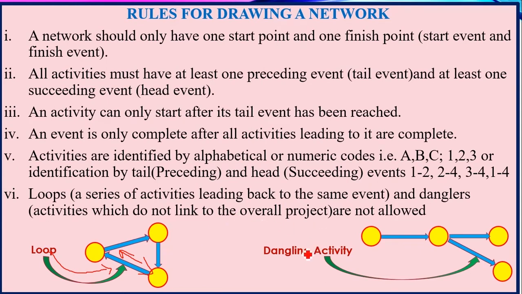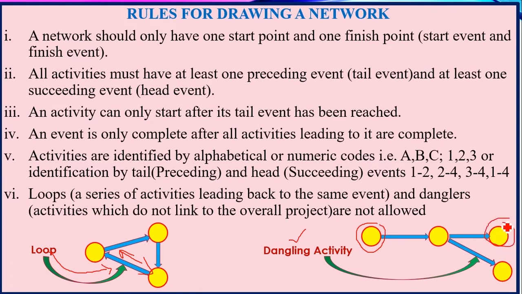Then we have what we call danglers or dangling activities. And dangling activities are those activities which do not link to the overall project. If you look at this, in a network, remember we said it must start with one start point and have only one finish point.